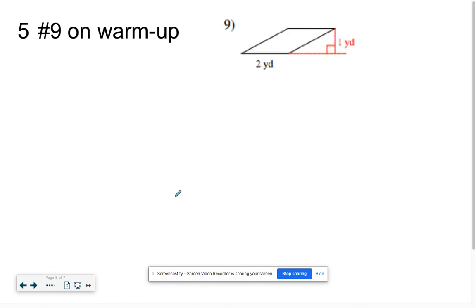And the last one, we have another pushed over parallelogram. Remember that red part is just an extension out to be able to show the height. So we have base times height, base of 2, height of 1, giving us 2 yards squared.